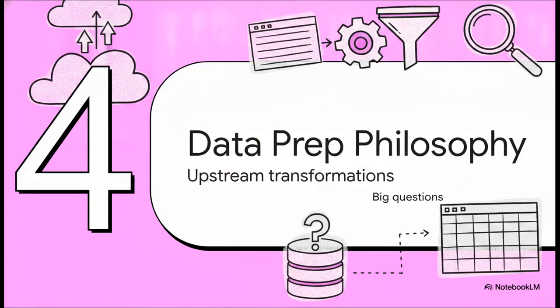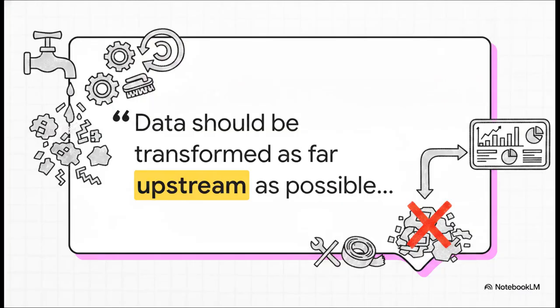Once we know our questions, we hit the conceptual turning point of our explainer. Section 4, the data prep philosophy, upstream transformations. I absolutely love this quote from data architecture expert Matthew Roach. He says, "Data should be transformed as far upstream as possible and as far downstream as necessary." This is a foundational rule in analytics. Basically, it means we want to fix our data, clean our data, and shape our data as close to the original source as we possibly can, rather than trying to use digital duct tape and crazy complex code to fix it at the very end in the dashboard.